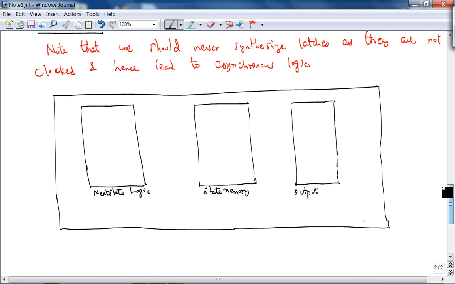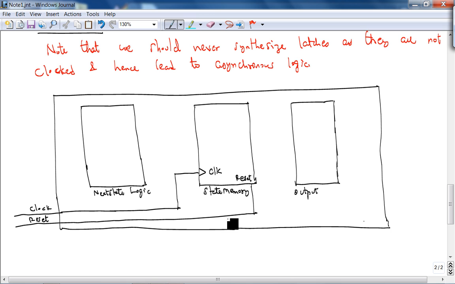Obviously, the most important input signal coming in is the clock, and the clock goes directly into the state memory, or register, if you will. Assume it's positive edge triggered. And then of course there is reset, also very important, so that goes in here. Finally, inputs. As far as inputs are concerned, you can have M inputs.